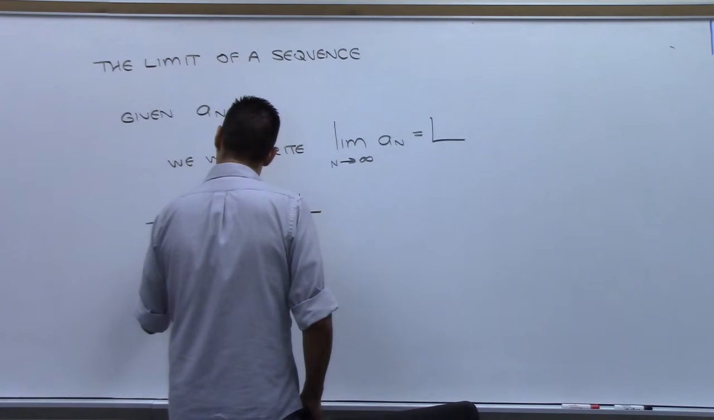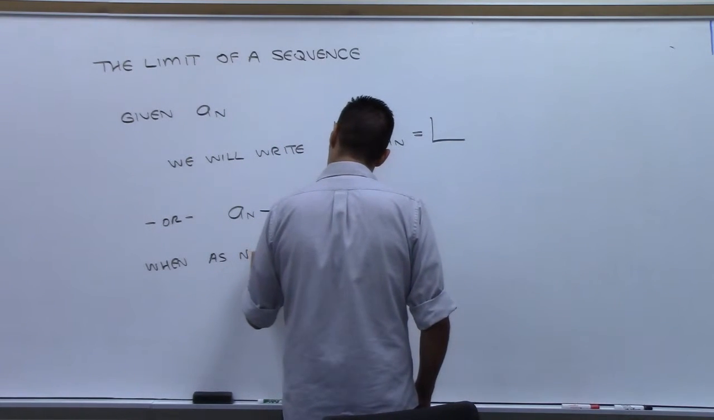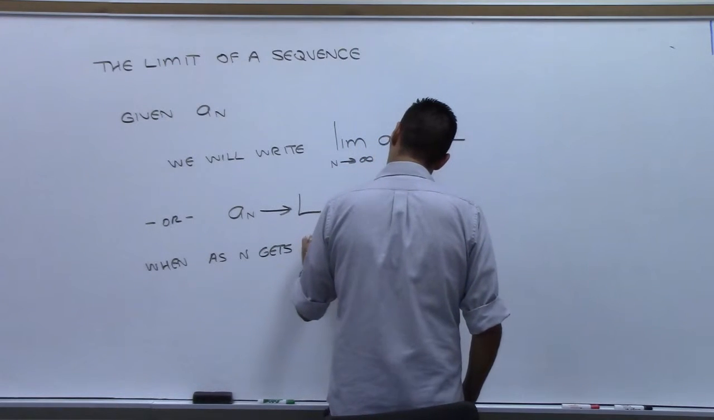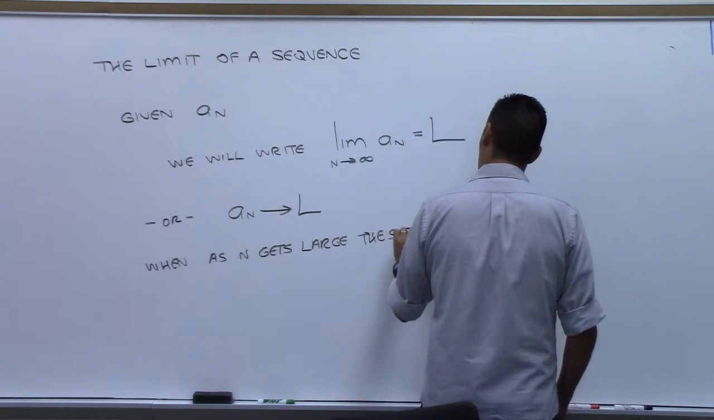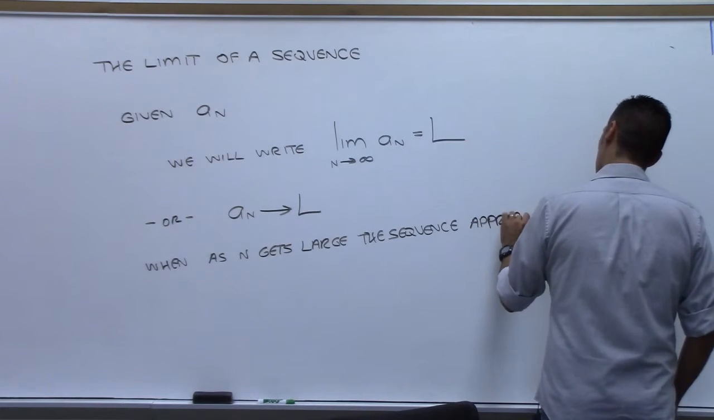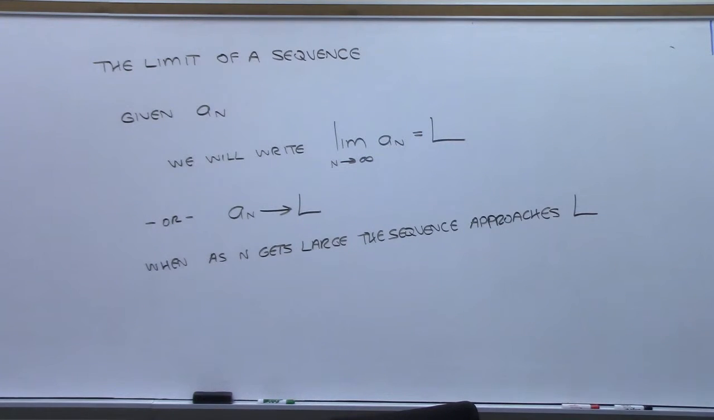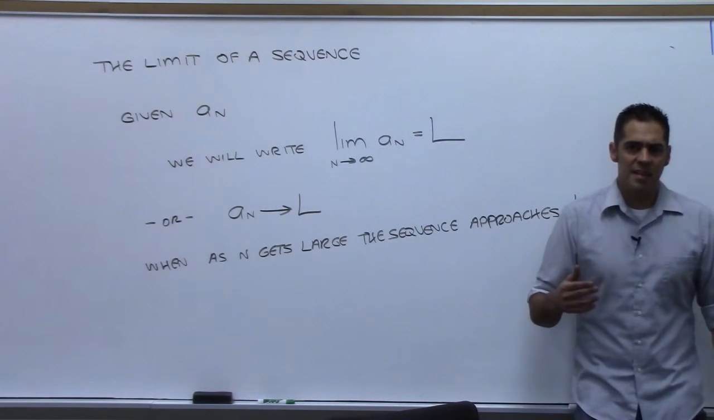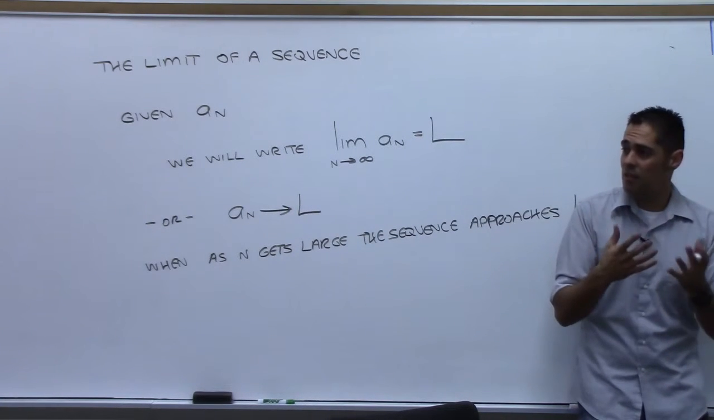When n gets large, the sequence approaches L. Now we did limits in Cal 1. And the idea in Cal 1 of a limit was that as x got close to a value, the function got close to a value without actually ever necessarily needing to get there.